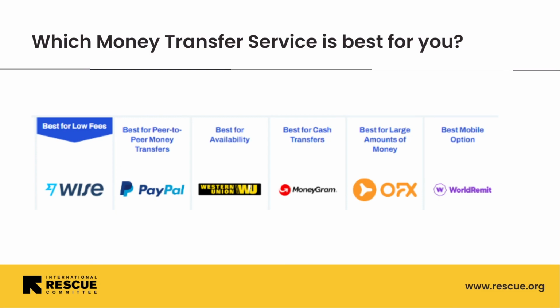MoneyGram also has a large network of countries and locations, but costs are on the higher side. They're best for cash transfers. OFX is best for large amounts. The mobile app gets good ratings with 24/7 support, but costs are high due to exchange rate markups. And WorldRemit has a good mobile app. The companies are constantly updating their services, so this information may not be the latest information. You should comparison shop.